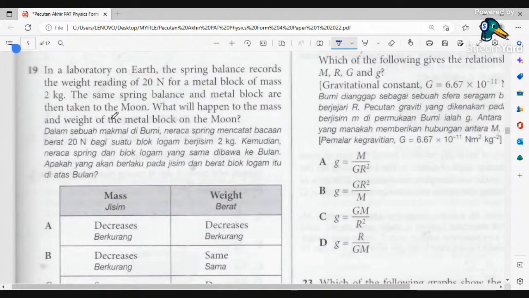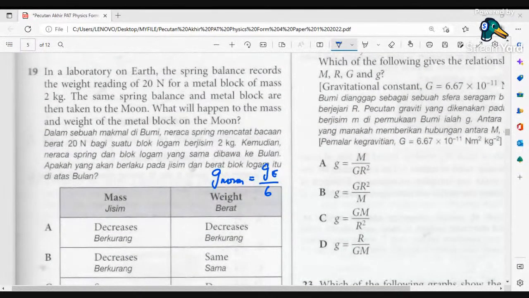In the lab on Earth, spring balance records weight reading of 20 Newton for metal block of mass 2 kg. The same spring balance and metal block are then taken to the moon. What will happen to mass and weight of metal block on the moon? As we know that G of moon equals to G of Earth divided by 6. So gravitational acceleration for moon is smaller, okay, than Earth.